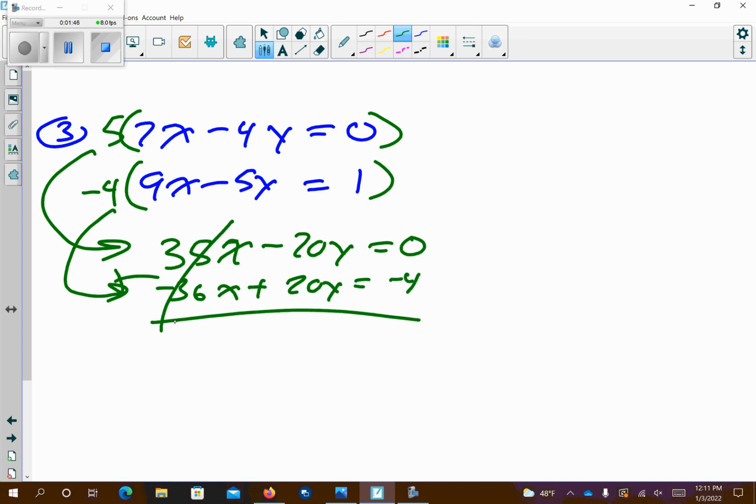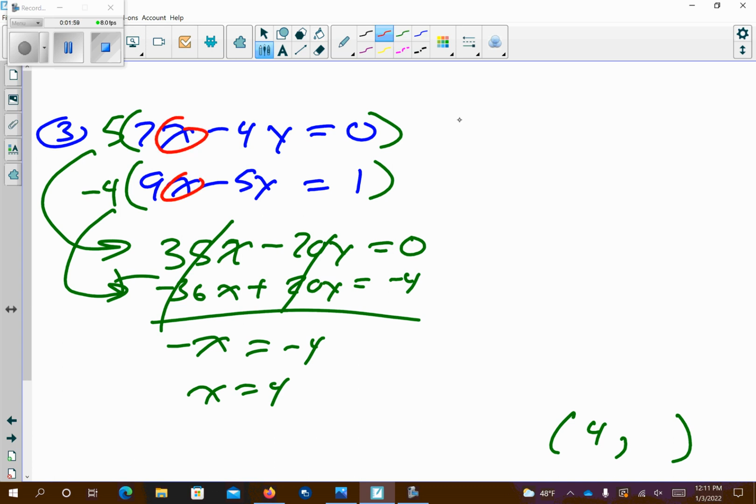If we go ahead and add those together, oops, that gives me a negative x. Sorry, those cancel out. So x is equal to 4. Then we want to plug that x value in here or here, doesn't matter. I'll pick the top one. So 7 times 4 is 28, minus 4y equals 0. Subtract 28, so I have a negative 28 on the other side now. Divide by negative 4, so that gives me 7.